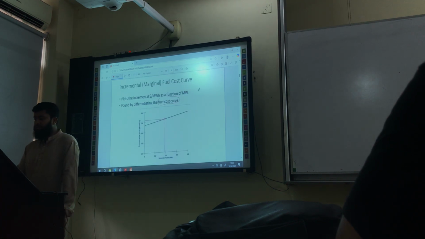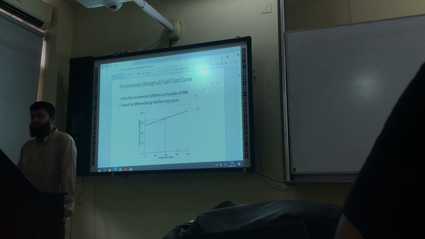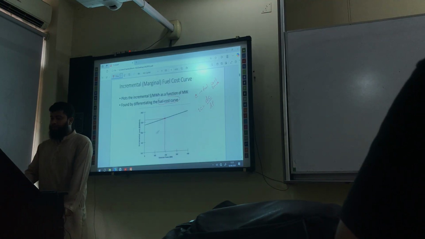Let's say your fuel cost curve is represented by C. So this is your fuel cost curve. How can we get the incremental cost curve? Let's say this is the incremental cost curve IC. It is simply the differentiation of C over P, and the unit here is dollar per megawatt hour.